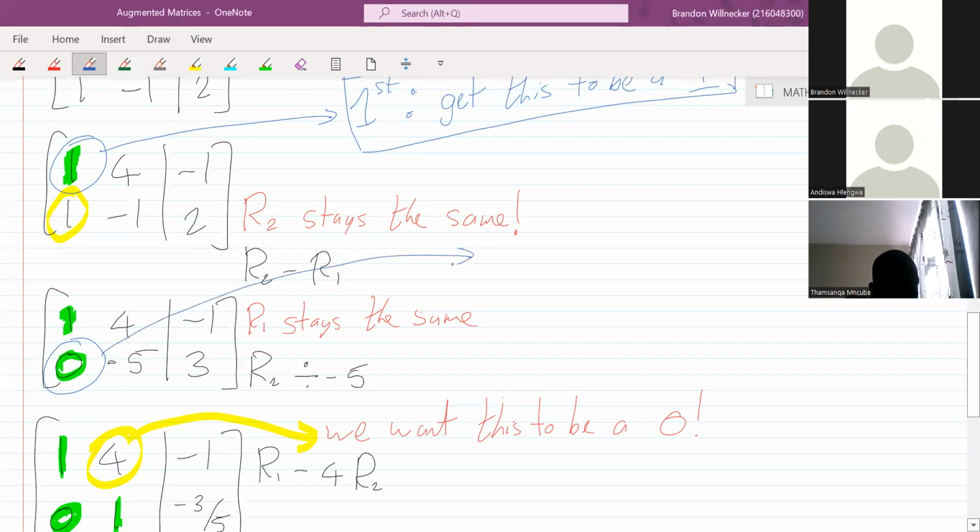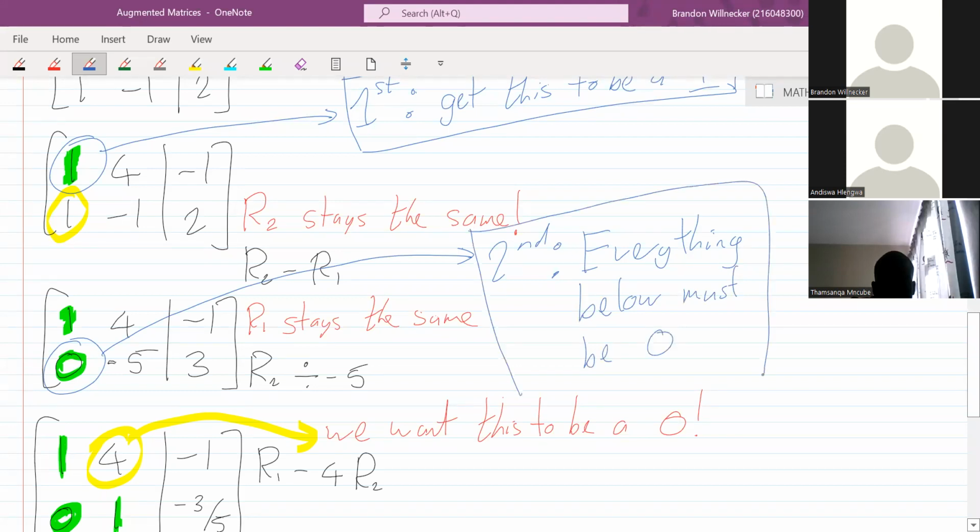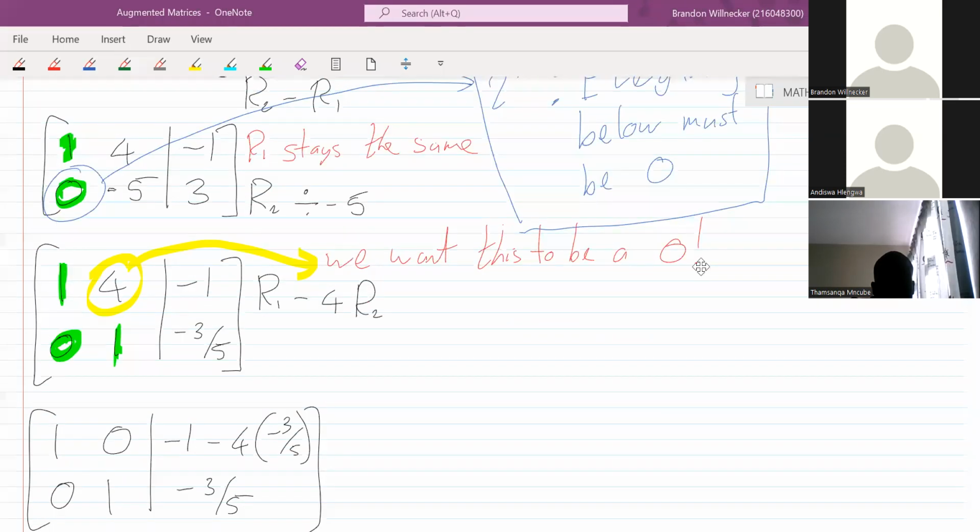So let's make a note here. Second, everything below the 1 must be a 0. Okay, so that's the second thing that we need to do. And we just repeat this process for the next entry. However, for the next column, we're not dealing with the first one, we're dealing with the second. So we've got the second one there, and that needs to be a 1.